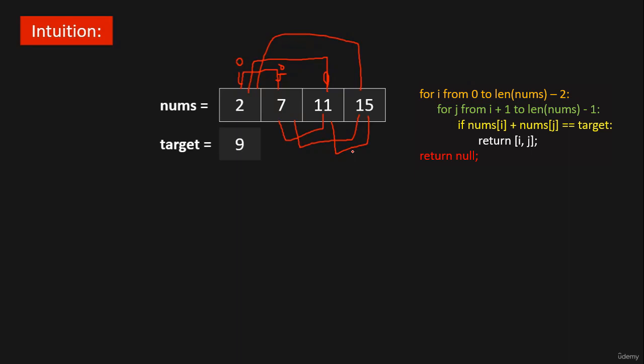For the worst case scenario, the solution will take big O of n squared time complexity, and this is not an optimized solution. So this solution is not accepted in the coding interview. You have to optimize this solution. Is there any way around? We can optimize this solution using a hash map. Now let's see how we can solve this problem in big O of n time complexity using a hash map.